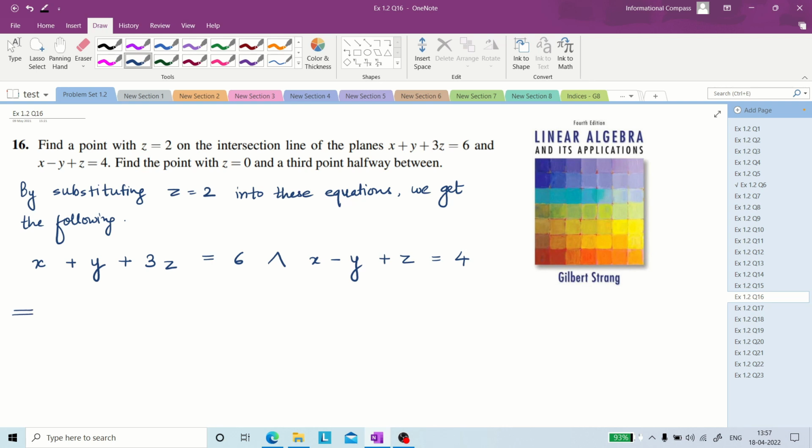Please pay attention to the arrow and please pay attention to this. z equal to 2 based on the question. Okay. So it is x plus y plus 6 equal to 6 intersection x minus y plus 2 equal to 4.